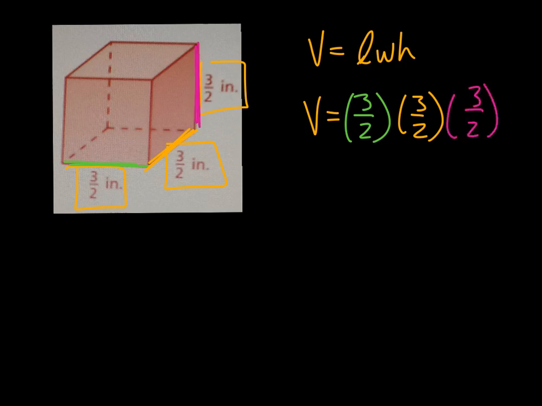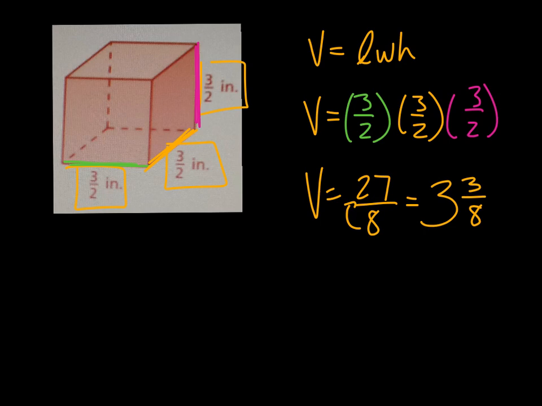Okay, and now I just start the multiplication process and go right in order. Order of operations tells me to go left to right. They're all multiplication anyway. So once I start multiplying them out, I should come up with 27 over 8, which we could also say: how many times does 8 go into 27? Well, it goes in 3 whole times. I end up with 3 left over. I use the same denominator. So my volume for this cube equals 3 3/8 inches cubed.